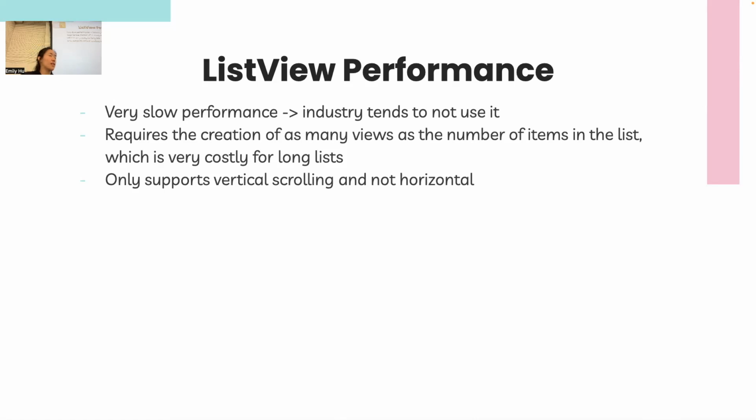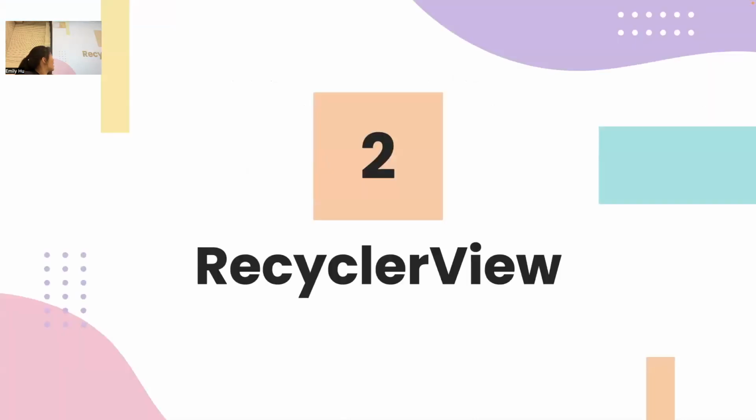So it's okay if you want to use it for a short list, but after you get past maybe 10 items, then it's no longer efficient. And it only supports vertical scrolling. So sometimes for Instagram stories, you want to scroll horizontally, you wouldn't be able to use a list view because it doesn't support it. And that kind of jumps into the new industry standard or our solution to all the performance issues, which is recycler view.